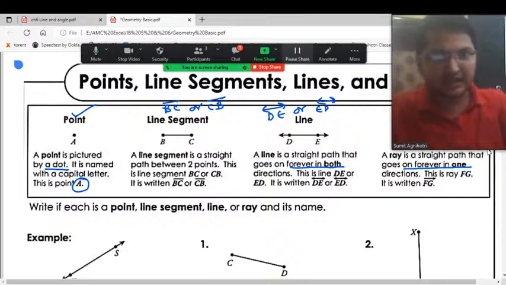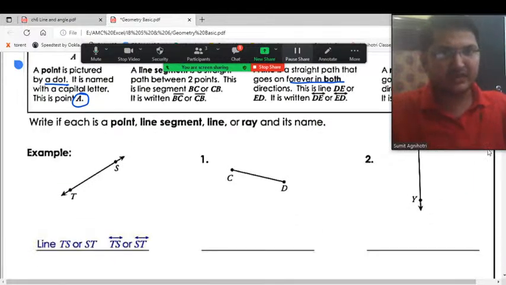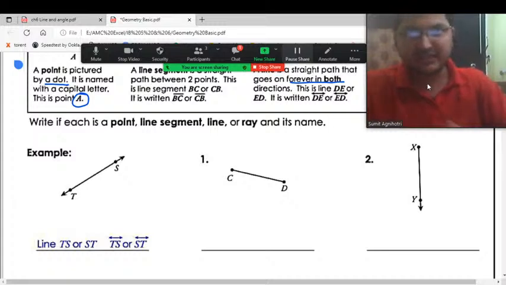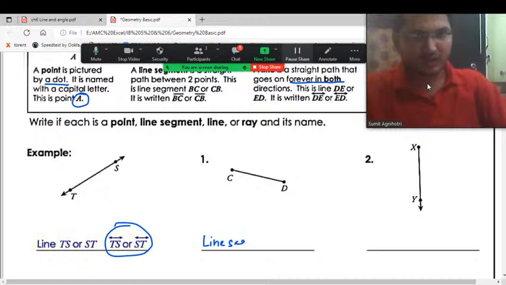Okay, now this is a question for you. Identify each point, line segment, line, and ray, and name it. We are supposed to name them. I have answered the first question for you. It is named line TS or ST. What will you say for this one? You will call it line segment CD, or line segment DC, or you will write it as CD line segment or DC line segment.